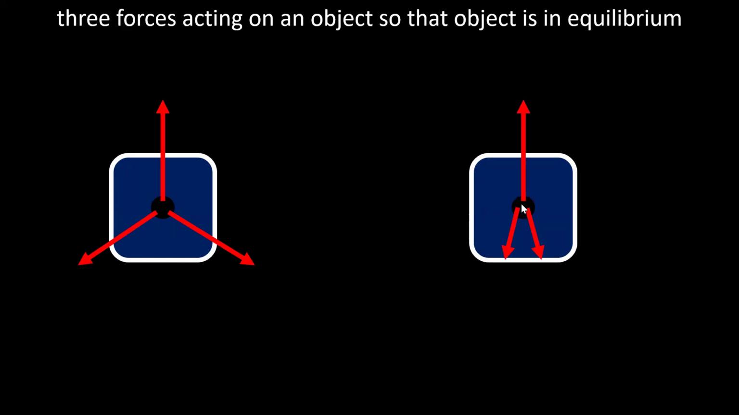What if you had something like that? Pull it up a lot and pull it down a little bit. This could be 10 newtons up and 5 and 5 down. That could also be 3 forces in equilibrium. Good to do, right? So there are many solutions.